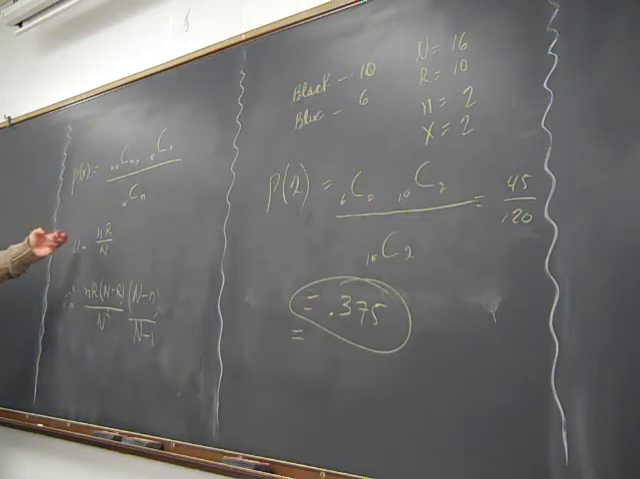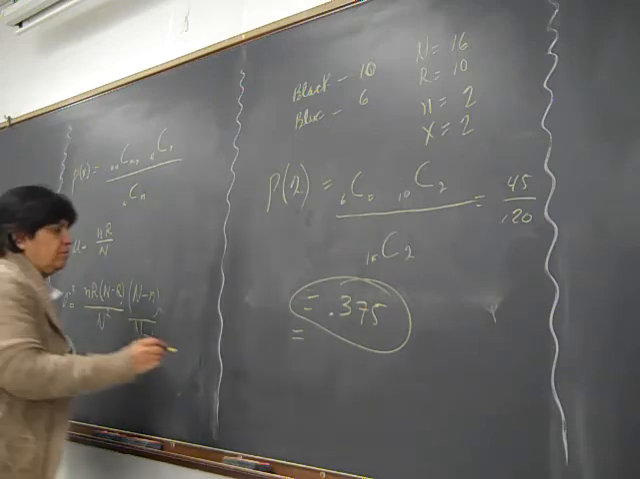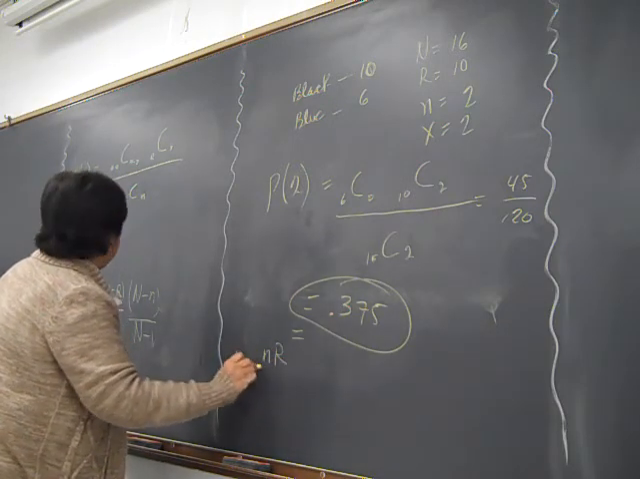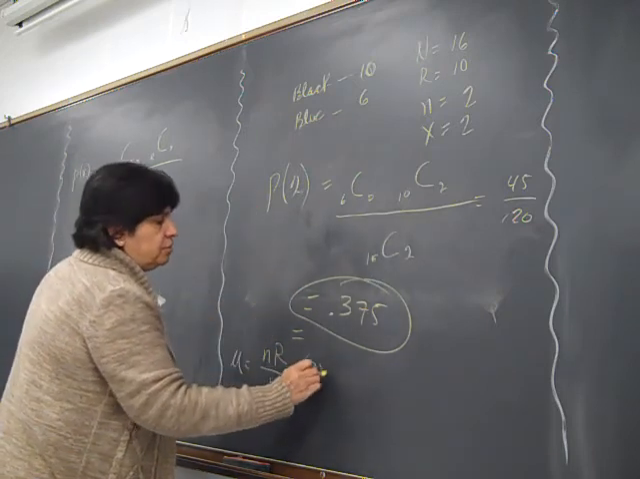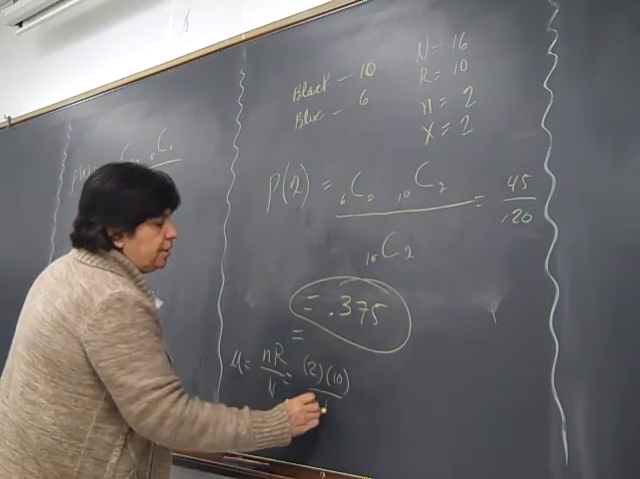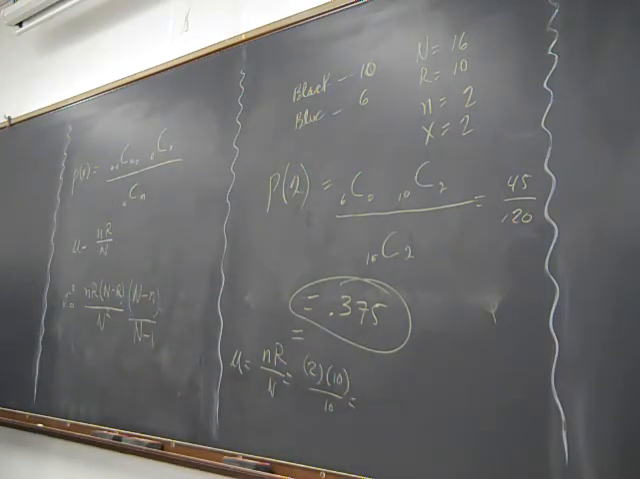And the mean is n r divided by capital N, so that's only calculated. Don't worry about that. Let's do it. Mu is equal to nr divided by capital N, where n is equal to 2, r is equal to 10, divided by capital N, which is 16. So the mean is 20 divided by 16, which is 1.25.